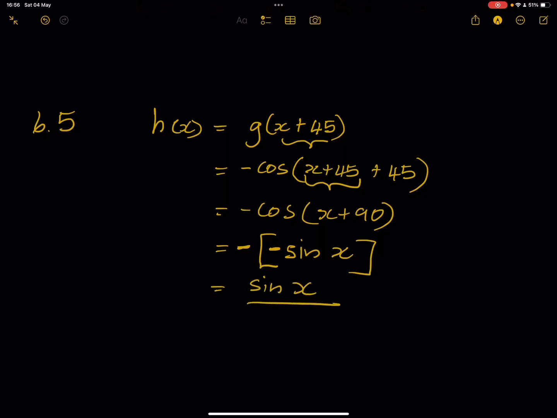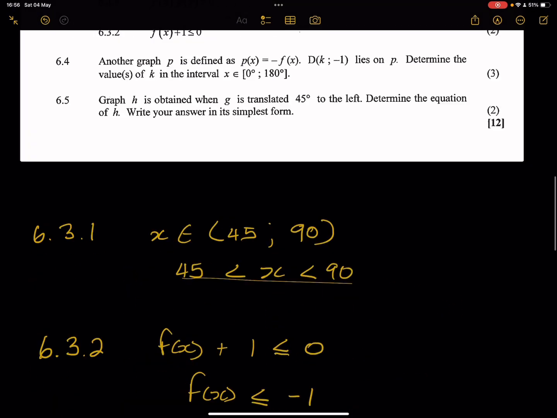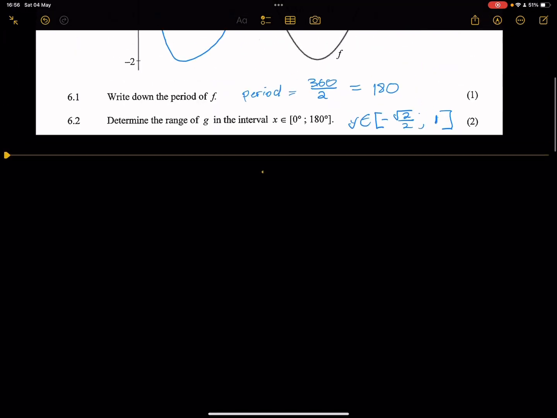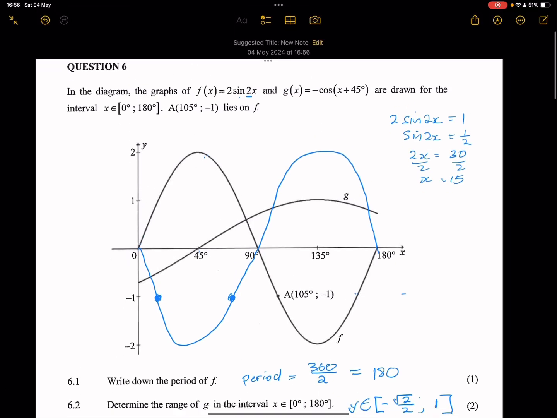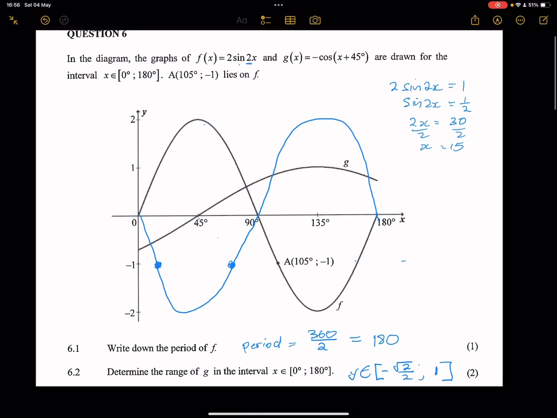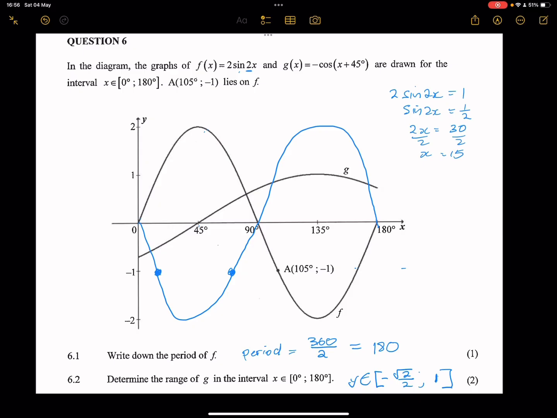That's the graph of H of X. I hope that has been well understood, ladies and gents, and I will leave it there. I hope it made sense. We'll move on to question 7 next.